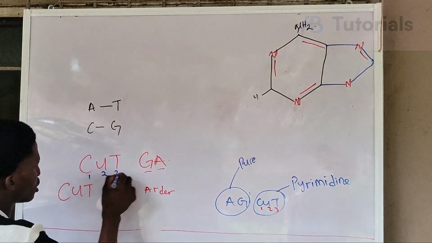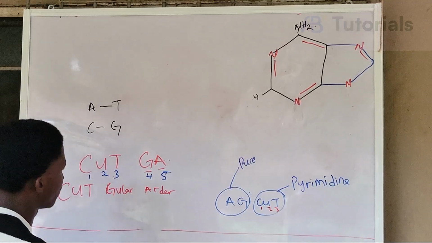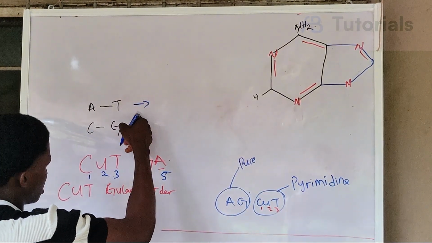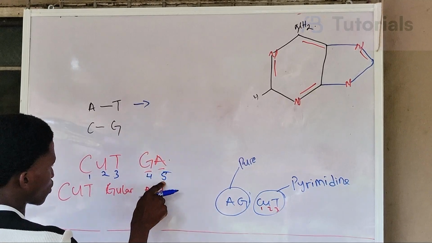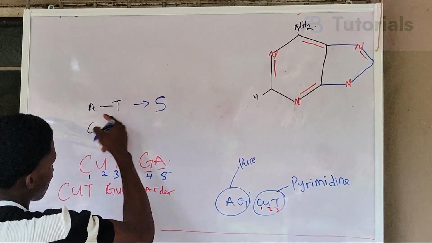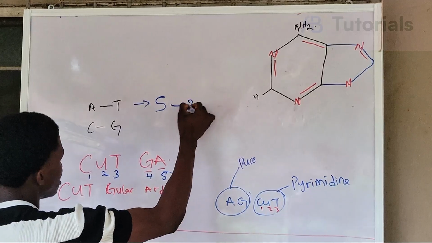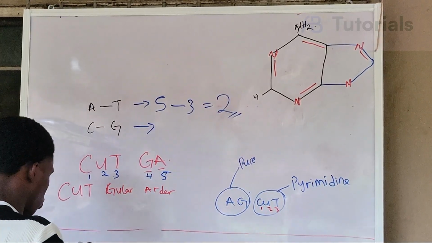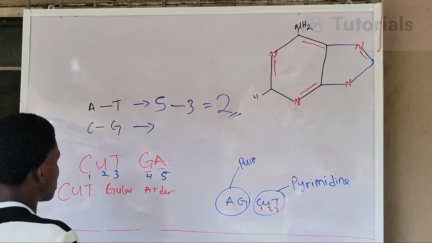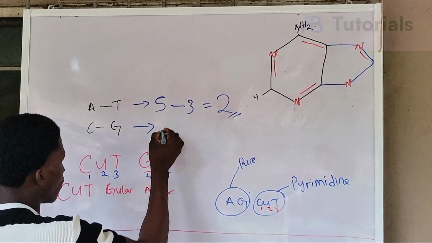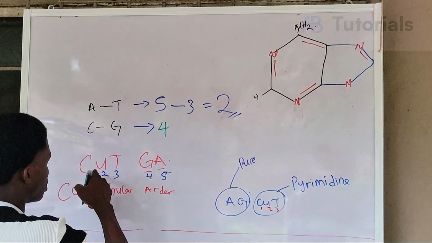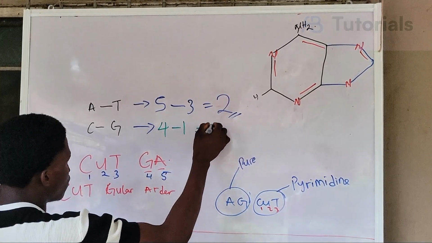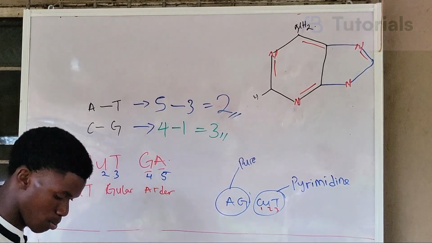1, 2, 3, 4, 5. So our A to T will be what? Our A is number 5, minus T, which is number 3. So that will give us 2. It means they bind with 2 bonds. What about the C to G? C is number 1, G is number 4. G minus C will give us 3. So they have 3 bonds.